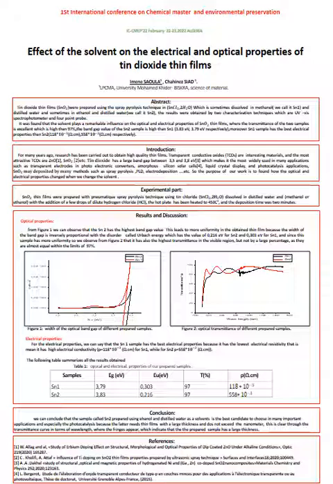For the electrical properties, from the calculation using the four-point probe, we found that SN1 has better electrical properties than SN2 because it has the highest electrical conductivity, with a value of 180 times 0.001 ohm centimeters. So we can conclude that the best solvent to use to prepare SnO2 thin films is ethanol and distilled water.